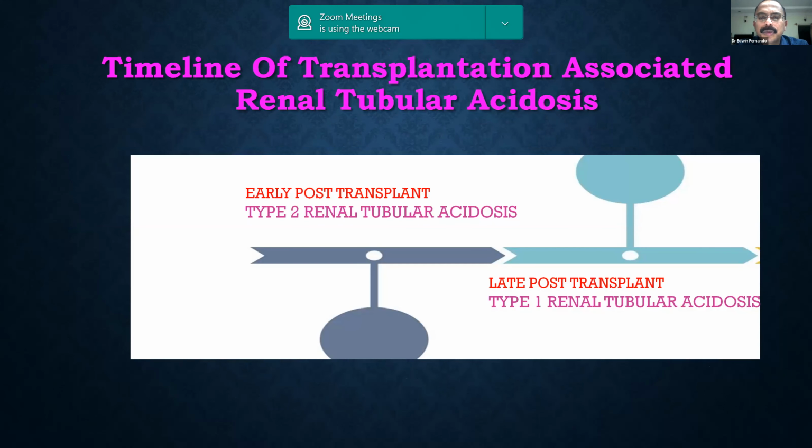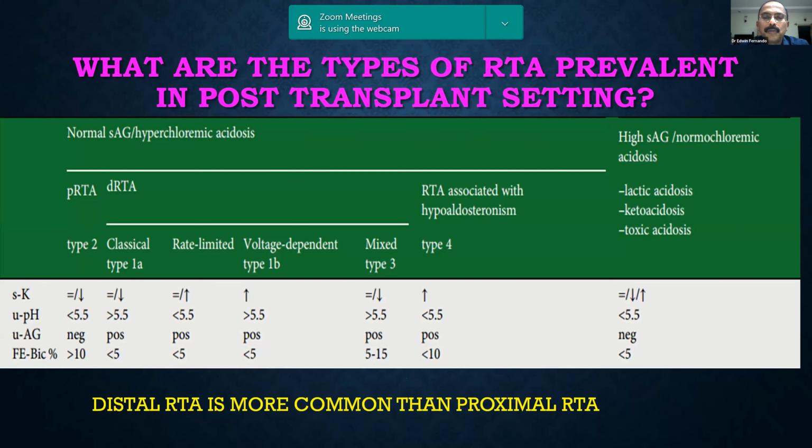So in early post-transplant, there seems to be a predominance of type 2 RTA, while in late post-transplant, you have more of a type 1 RTA. So what are the types of RTA prevalent in the post-transplant setting? This is given in this graph. The distal RTA seems to be more common than proximal RTA.